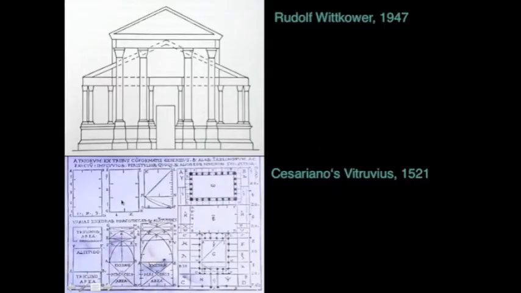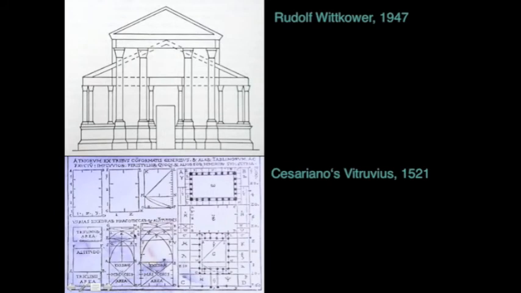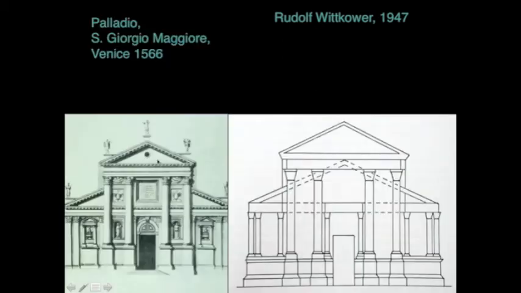Fabulous. Palladio loves proportion, and these are some of Cesariano's ideal diagrams, like the radical 2 rectangle. You take a diagonal through a square and you pull it down. 2x3 rectangle, 3x5 rectangle, square, golden rectangle. And Palladio makes use of all of these kinds of proportions in his church.